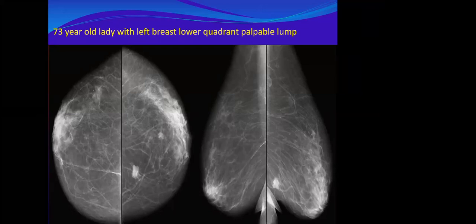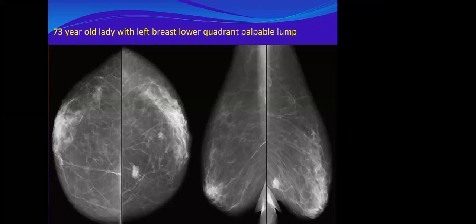Okay. Asymmetry or focal asymmetry? I can see it just in one view. Okay. I try to appreciate it in the MLO, but I see it in the CC view almost, and at the outer. Okay. No other abnormality. Okay.